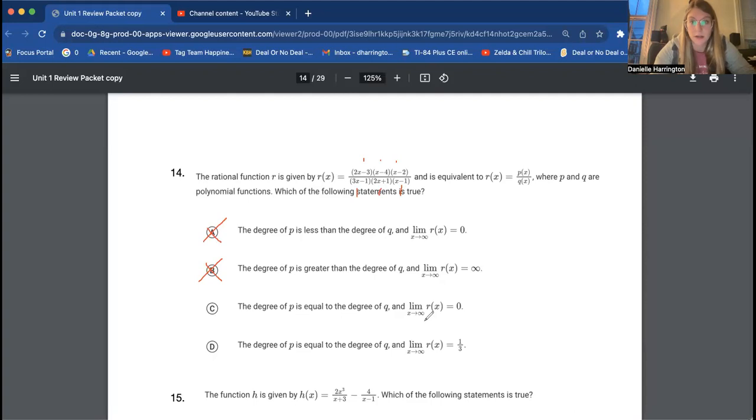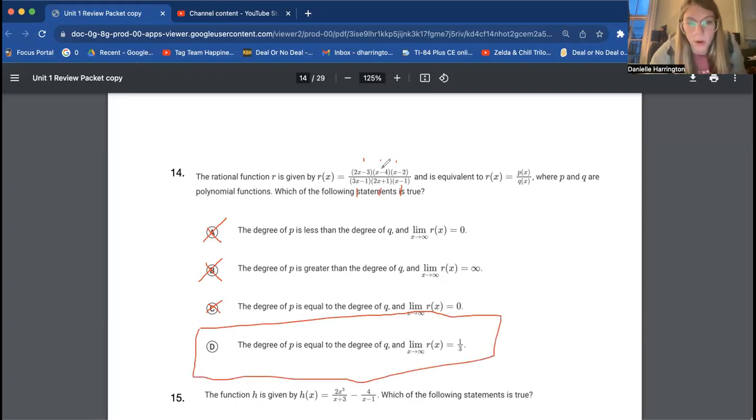It's asking specifically about end behavior. The only way I can get a 0 as an end behavior is if my denominator has a larger degree. And we just said that that's not true. It's D.